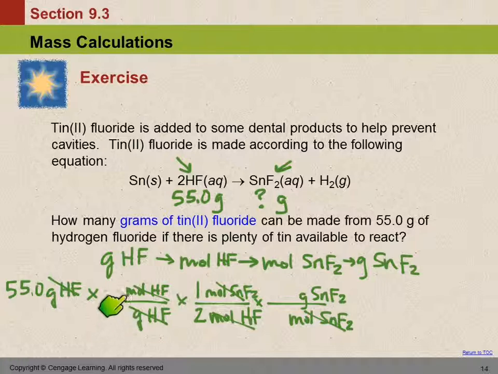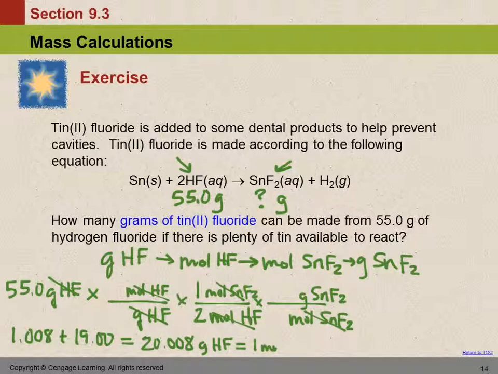The relationship between moles of HF and grams of HF is called the molar mass. The mass of 1 mole of HF equals the mass of 1 mole of hydrogen plus the mass of 1 mole of fluorine. We learned how to do that. So hydrogen is 1.008 and fluorine is 19. And we add those up and we get 20.008. And that's 20 grams of HF is equal to 1 mole of HF.